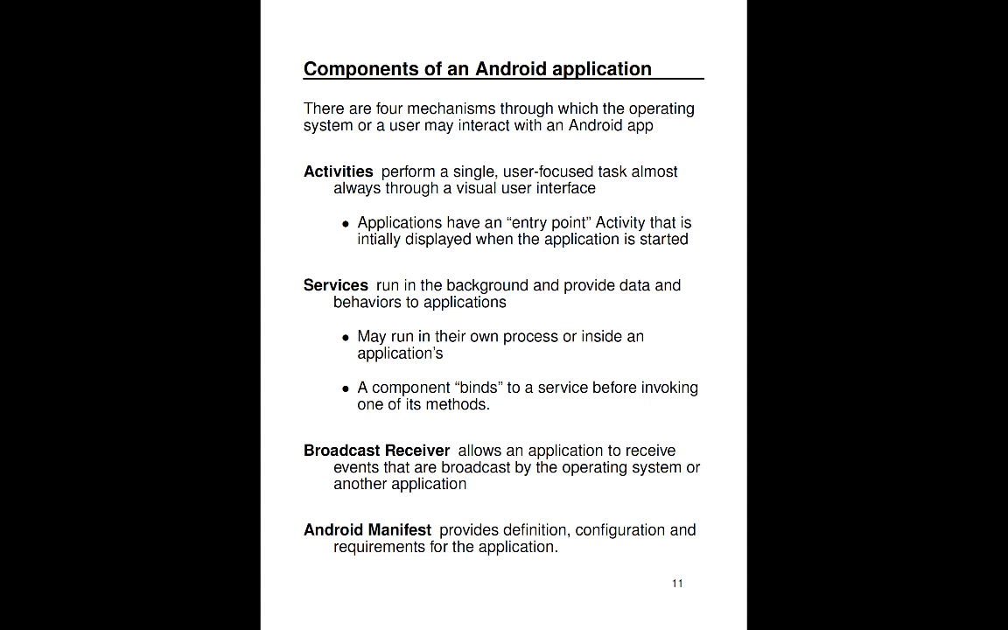While this isn't code, it's also important to understand the Android manifest mechanism for communicating and learning more about your application. It's the manifest that provides the definition, configuration, and requirements for the application. This is used by the Android platform when an application is installed. This manifest is consulted to determine things like what permissions it needs and what system resources it needs access to.